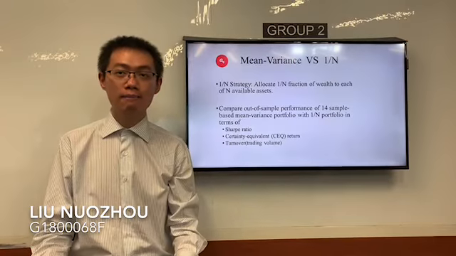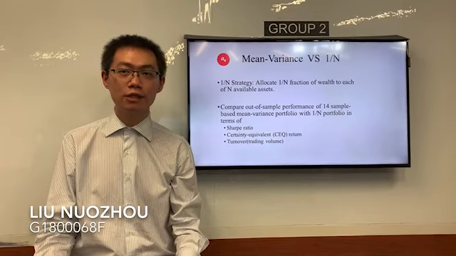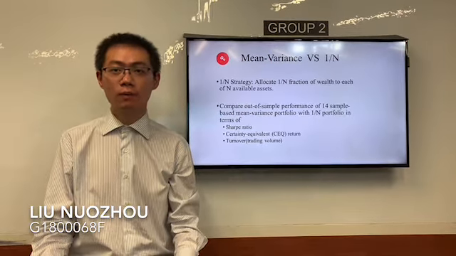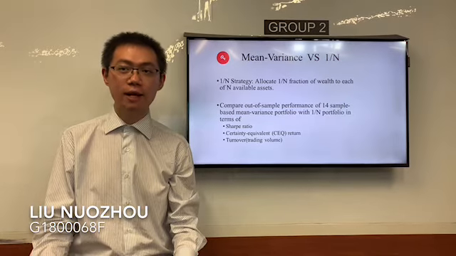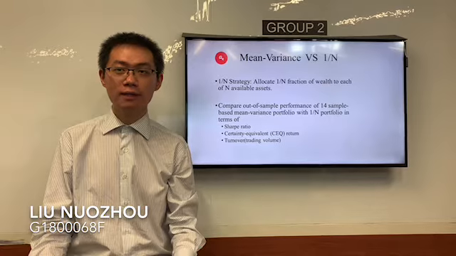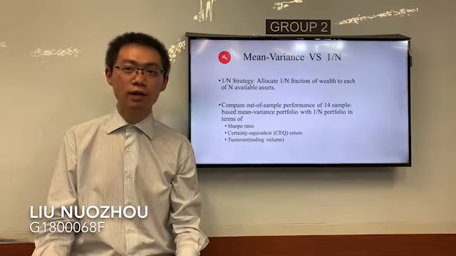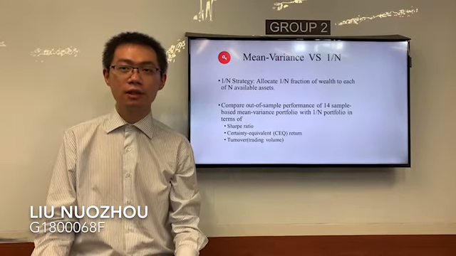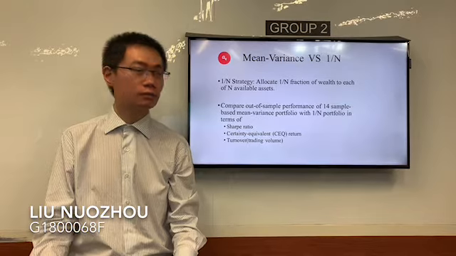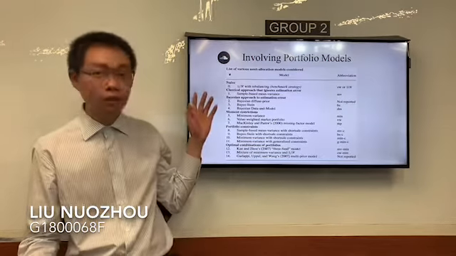In the article, a benchmark portfolio is constructed using a so-called 1/n strategy, which simply allocates a 1/n fraction of wealth to each of n available assets. Then, they compared the out-of-sample performance of 14 sample-based mean-variance portfolios with the 1/n portfolio in terms of Sharpe ratio, certainty equivalent return, and turnover, which is the trading volume. The models involved in the article are listed there.